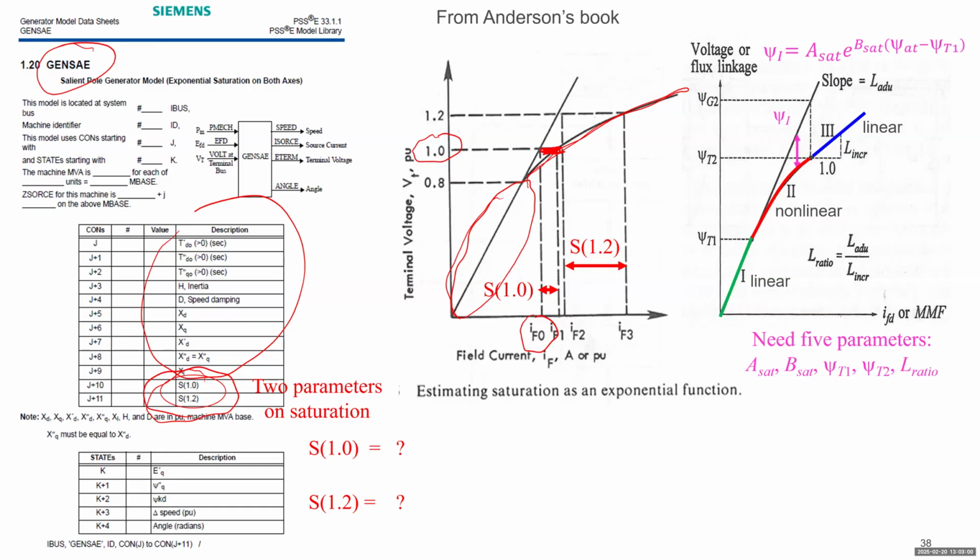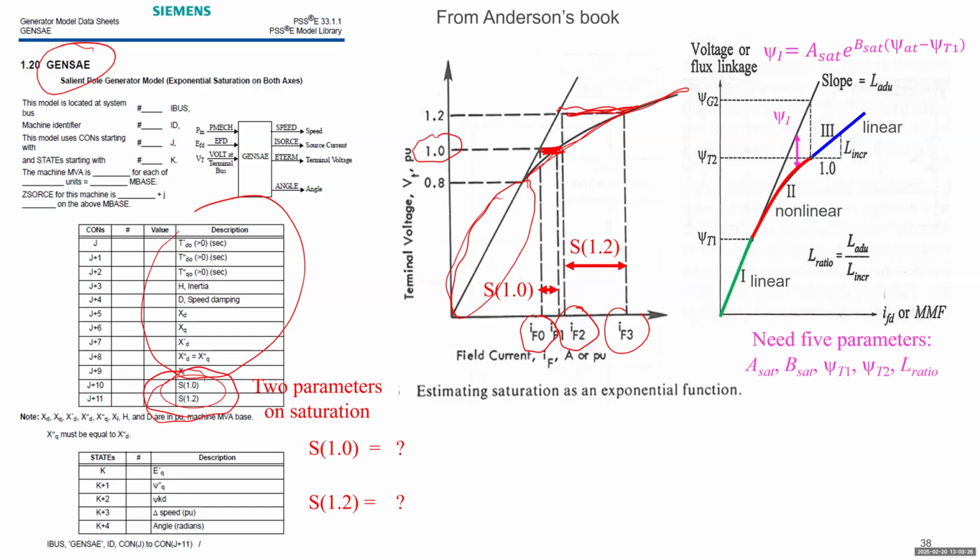Okay, that gap is called S1.0, normalized to the nominal current. If you further increase the current to IF2 or IF3, you're going to see a bigger gap. So if you increase the voltage to 1.2, maybe 20% higher than the nominal voltage.